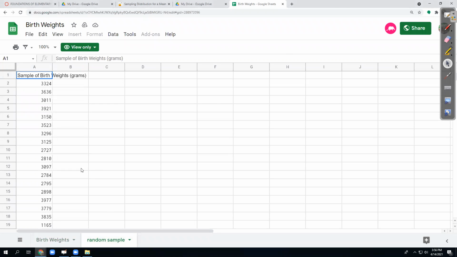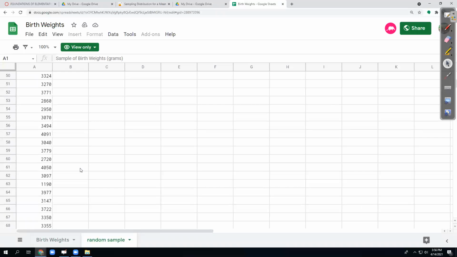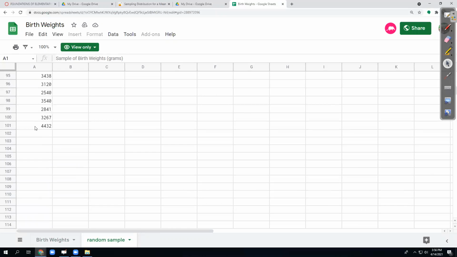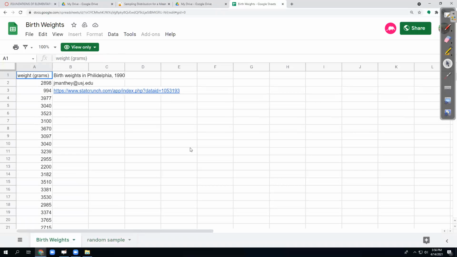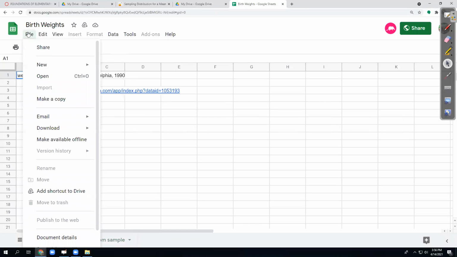And then this must have been a different class I was playing with. I took a sample of 100 of those weights in this other one. So we're not going to do that sample. We're just going to work with the birth weights here. And let's see, this one is in view only mode, protected. So if we want to work with it, we've got to make a copy. So make a copy of it.